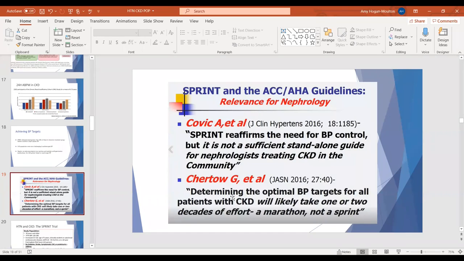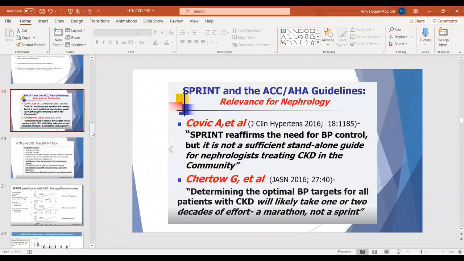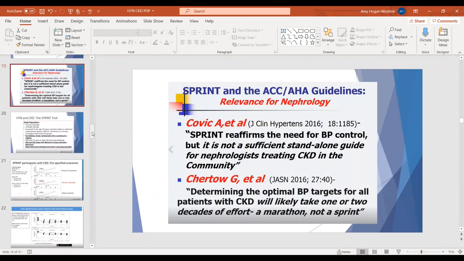Chertow had said that determining the optimal blood pressure targets for all patients with chronic kidney disease will likely take one or two more decades of effort, and it's a marathon, not a sprint. And that's because I think it's so multifactorial. And yeah, renal people were often excluded from the trial. It just makes you understand a little bit more why, as much as we might know what goals we want people to be at, we don't always get there for a host of reasons.